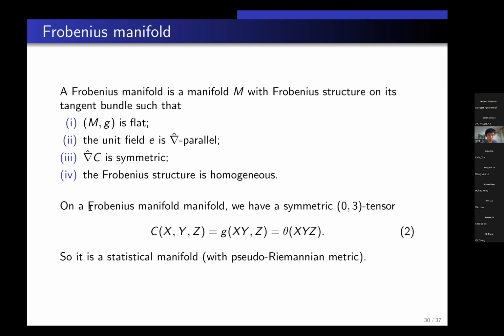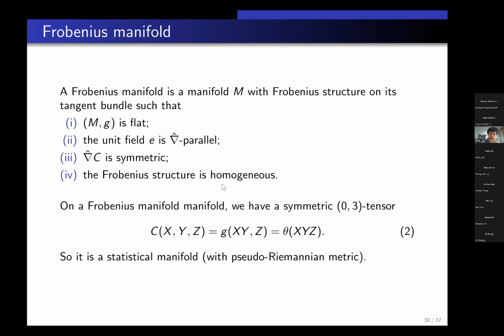An important observation is that a Frobenius manifold is always a statistical manifold, simply because we can use this totally symmetric 0,3 tensor to define K. I just define K(x, y) to be x times y, so I get a statistical manifold. But on the other hand, I can ask when a statistical manifold is a Frobenius manifold. Sometimes I do not need all of conditions 1, 2, 3, 4. I could relax them and only require this statistical manifold to have a Frobenius structure on its tangent bundle.